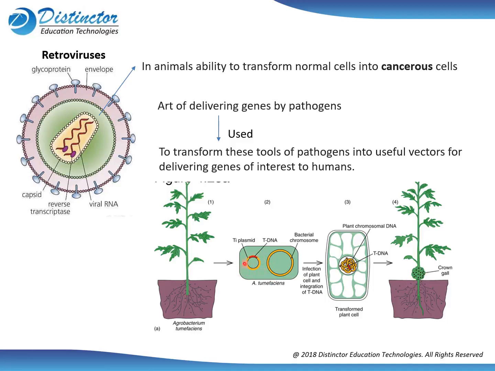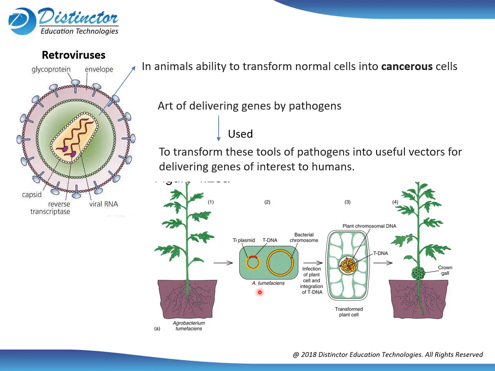So they reduce the infection property, that is, they are going to stop the tumor producing property, and instead of that they are going to insert a foreign DNA. Once they insert the foreign DNA, they become a Ti plasmid. So they are going to act as a plasmid in Agrobacterium tumefaciens.